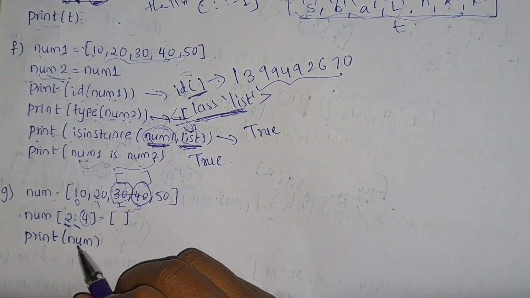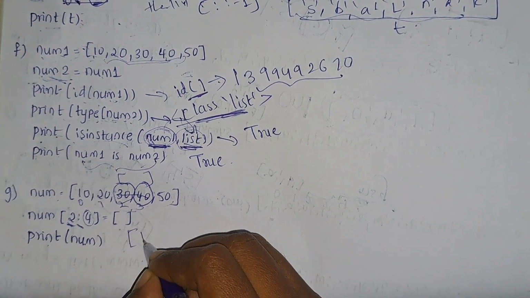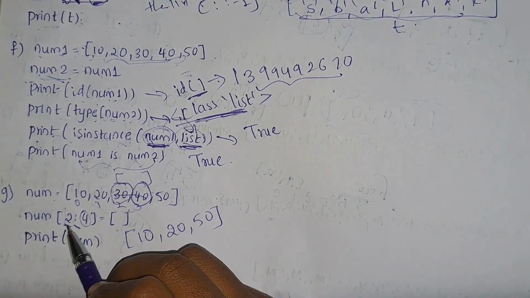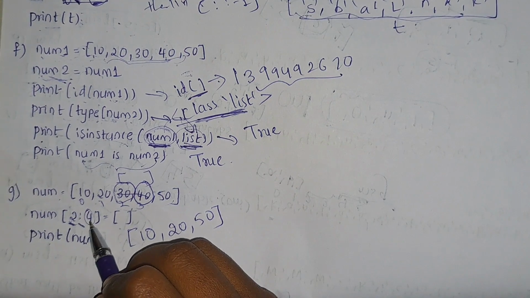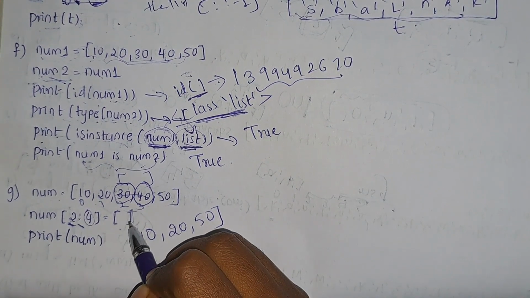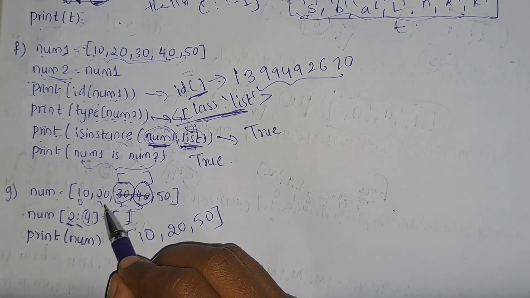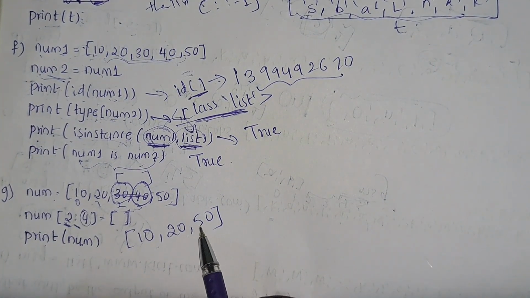And now you are printing num. So your list will be 10, 20 and 50, because in the range of 2 to 4, you are assigning an empty list. That means there are no elements here. So now if you print this, you will get 10, 20 and 50.